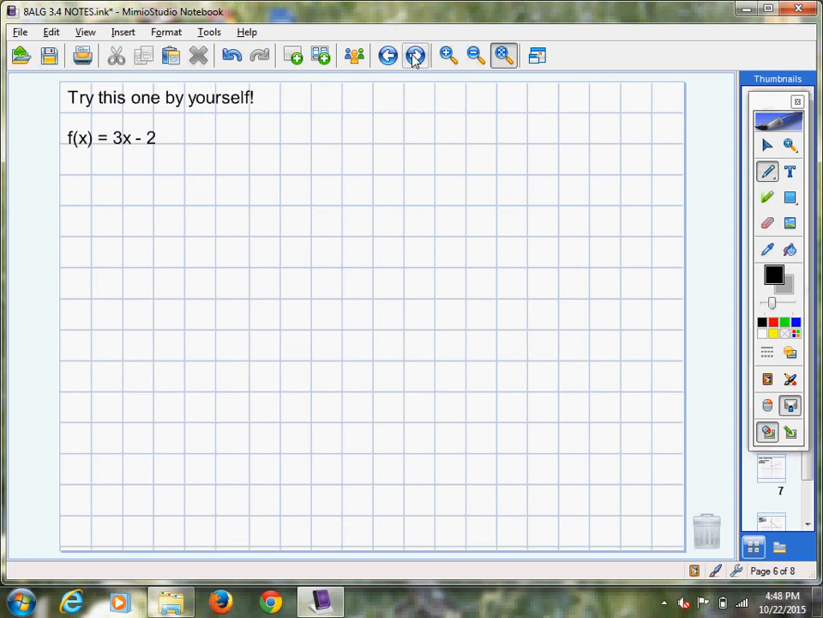There's no rearranging. You need to choose your domain, and I told you my opinion on what I think you should do for your domain, and then plug those in and graph your points, and connect those points with a line or a curve. It'll be a curve if it's a quadratic function. It'll be lines if it's a linear function or absolute value function. Okay, give it your best shot.